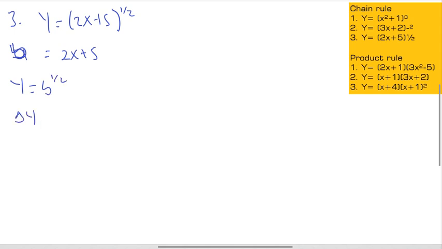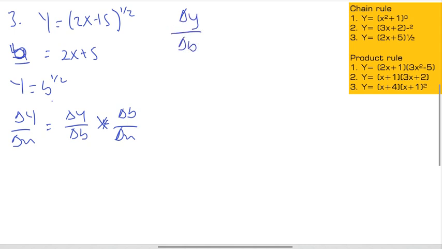So let's solve now. dy/dx is equal to dy/db, because it's b now, times db/dx. They can be any letter whatsoever. It's just for you to understand the concept. And once you do that, you're good to go. So now dy/db is going to be equal to 1 over 2 b raised to power 1 over 2 minus 1, and this will be 1 over 2 root b, right? Then we have db/dx, and this will be 2.